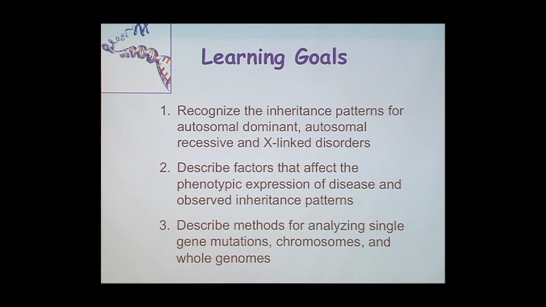So our learning goals for tonight are listed here. So by the end of the session, I hope that you are able to recognize the inheritance patterns for autosomal dominant, autosomal recessive, and X-linked disorders, and we'll define what they are, and to describe factors that affect phenotypic expression of disease and observed inheritance patterns. So what are things that affect the way that people actually present with different diseases? And then I hope that you'll be able to describe the methods for analyzing single gene mutations, chromosomes, and whole genomes on a big picture level.